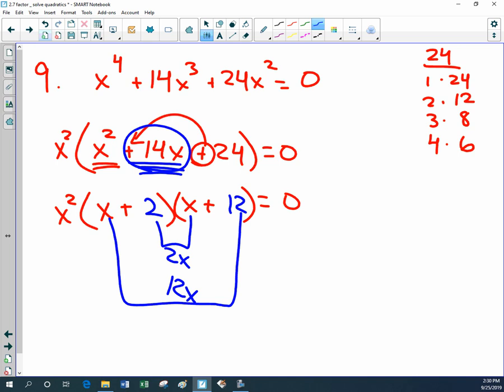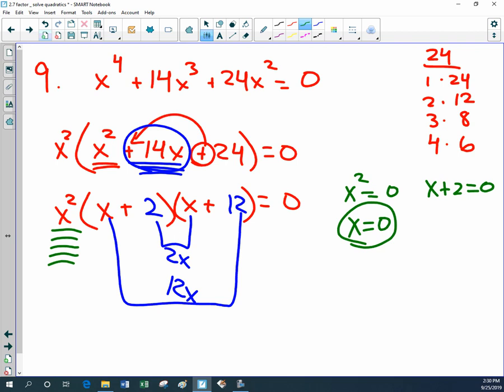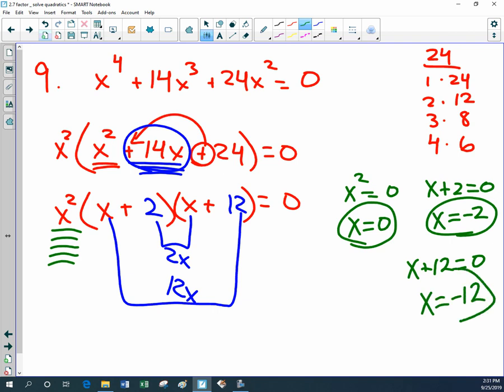Okay, so now set each factor, including the x squared, equal to 0. So we have x squared equals 0. So what number squared equals 0? That would be 0. 0 squared is 0. X plus 2 equals 0. So we have x equals negative 2. X plus 12 equals 0. X equals negative 12.